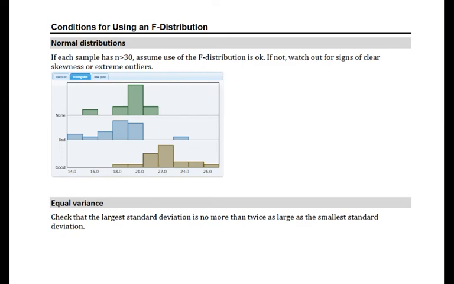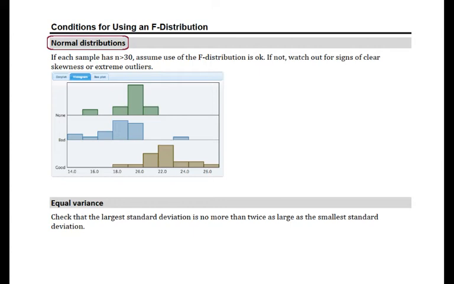In order to use the F distribution for ANOVA, we need to make sure certain conditions are satisfied. One of these is a normality condition, which refers to the shapes of the individual samples. Ideally, it refers to the shapes of the individual populations, but we often don't know that, so we settle for the shapes of the samples. And this is a very similar condition to what we are familiar with for t-distributions.